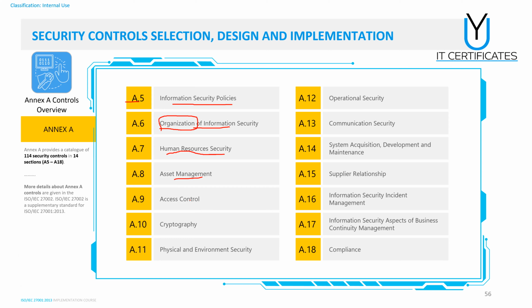section, the asset management, the access controls, the cryptography, and environment security, operation security, communication security, system acquisition and development, supplier relationship, incident management, business continuity, and the compliance. These are the sections which we will cover today in our session, including the controls and the meaning of these controls.